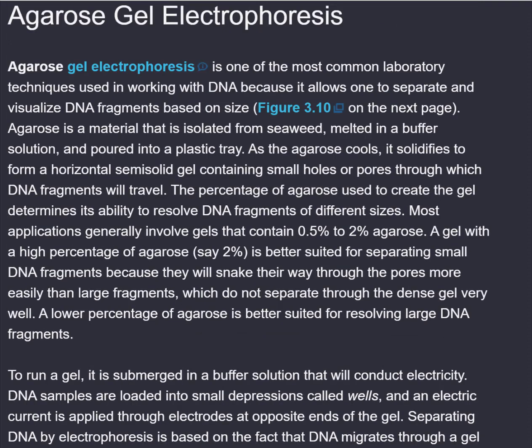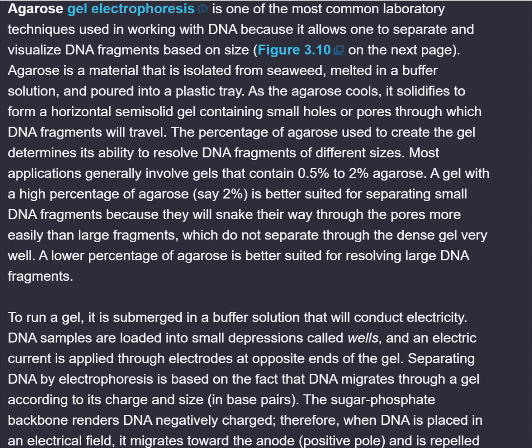Agarose gel electrophoresis. Agarose gel electrophoresis is one of the most common laboratory techniques used in working with DNA because it allows one to separate and visualize DNA fragments based on size. Figure 3.10 on the next page. Agarose is a material that is isolated from seaweed, melted in a buffer solution, and poured into a plastic tray.